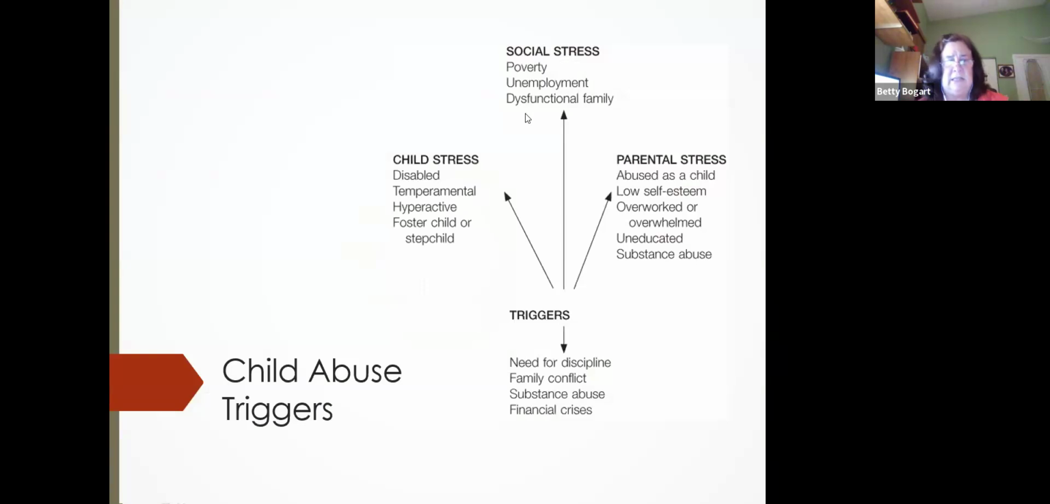Now, what can cause these things? Well, there's social stress, child stress, triggers, parental stress. Now, social stress is poverty, being homeless, unemployed, the family just is dysfunctional, they don't know how to talk to each other, etc., etc. The child's stress. So you have a child who's disabled or temperamental, hyperactive.